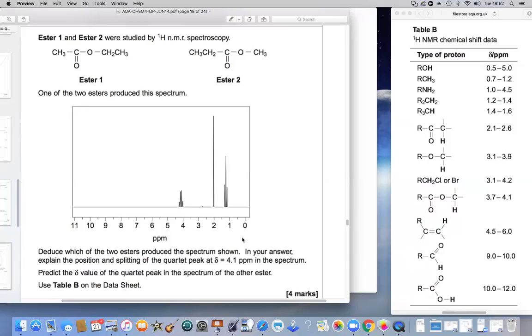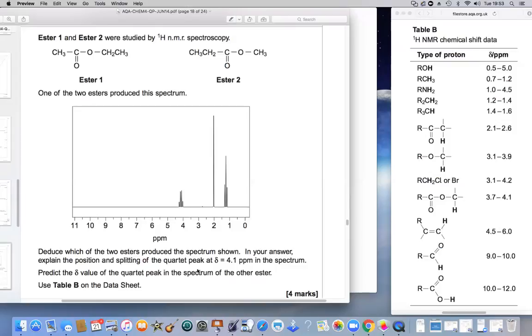So the rest of the question: predict the chemical shift value of the quartet peak in the spectrum of the other ester, and explain the splitting of the quartet peak at 4.1. Okay, well, it's a quartet. So that must be next to CH3. That will be that set of protons there, the CH2 group, and that's what you need to identify. And that also corresponds quite well to the chemical shift 3.7 to 4.1.